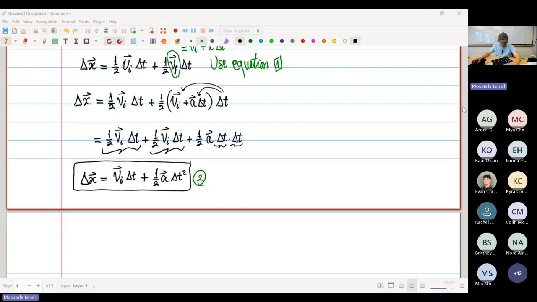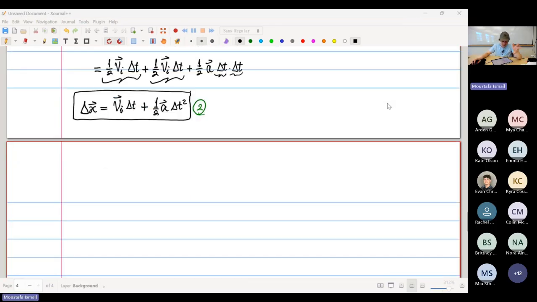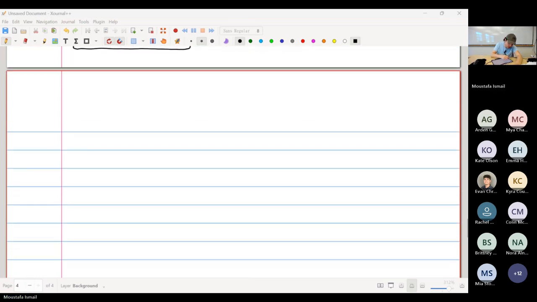Any problems so far with the derivations? Okay, then I will assume that there is no problem, so we can move forward. And again, if you guys have any questions, you can always unmute and ask me. So derivation of equation 3.